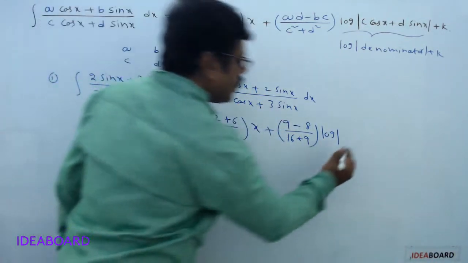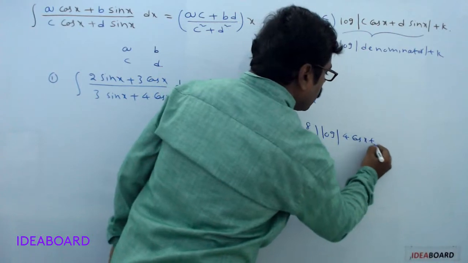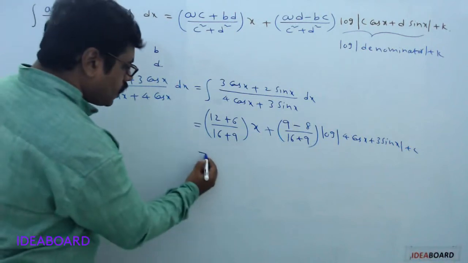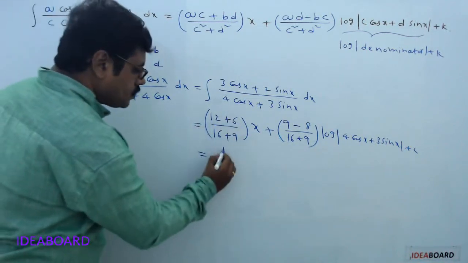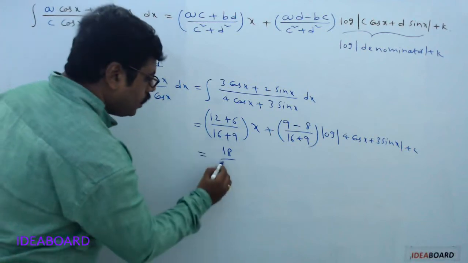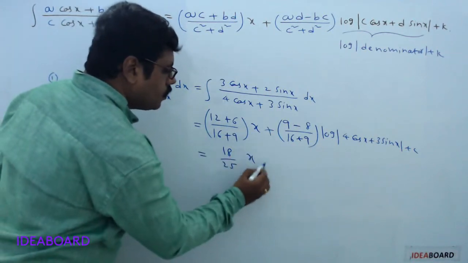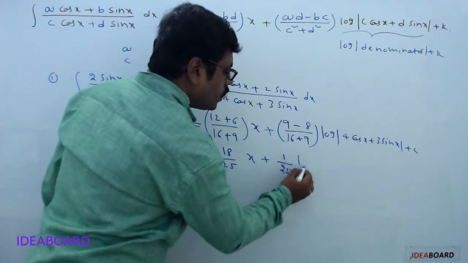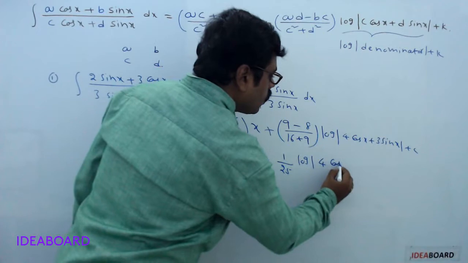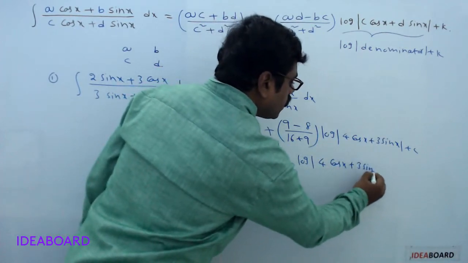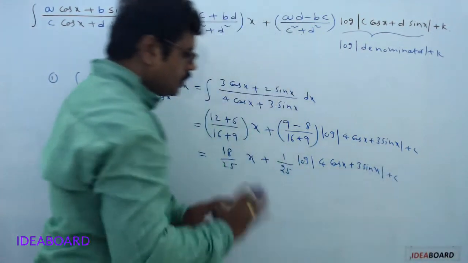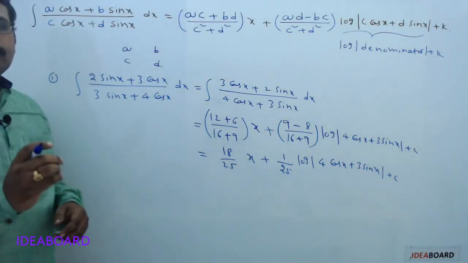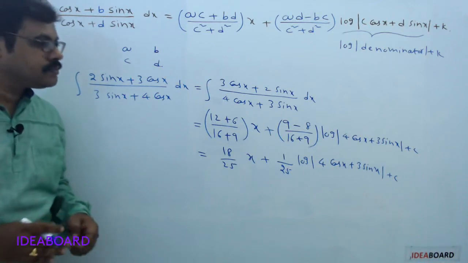Here what is the denominator? 4 cos x plus 3 sin x, plus some constant c. Now this is 12 plus 6, 18 divided by 25 into x, plus 1 divided by 25 into log mod of 4 cos x plus 3 sin x, plus some constant c. That's it, very easy. Only some practice will be required.